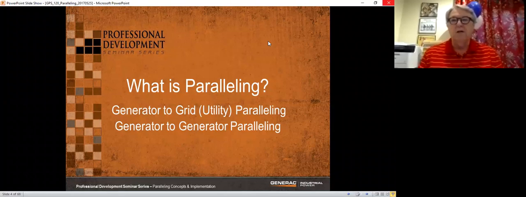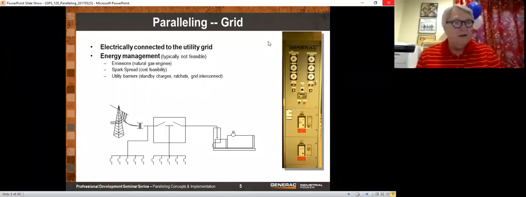Now, what is paralleling? Well, first of all, let's talk about generator to grid paralleling. I was the director of engineering at Geneva Steel. We had a 50 megawatt generator, and we paralleled to the utility grid. That's kind of a whole different thing that we're going to be talking about. When you parallel to the utility grid, the utility controls the frequency. The utility really is so big in proportion to that generator that it controls pretty much everything in the power distribution system. And your job is just to decide how much power you're going to put into the grid. That's a whole subject in and of itself. And so we are not going to talk about that.